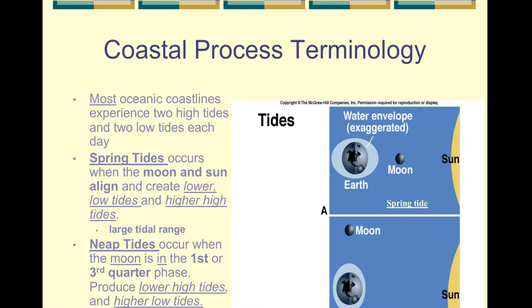When you've got the moon, the earth, and the sun at a 90-degree angle to each other, you get lower high tides, so your high tides aren't as strong, but your low tides are a little bit higher than normal.